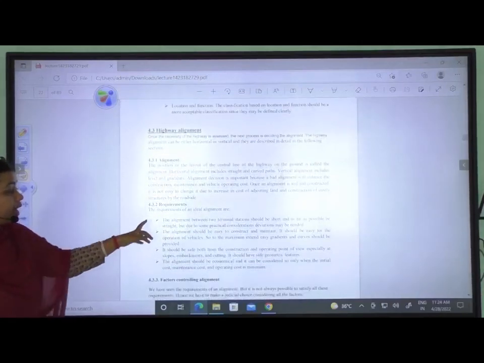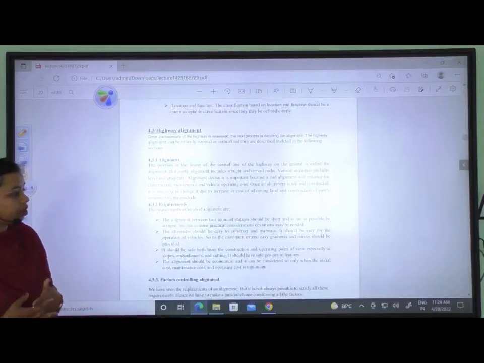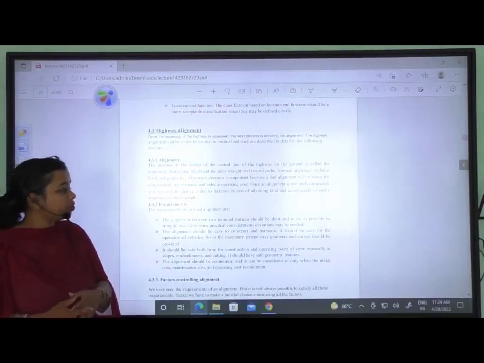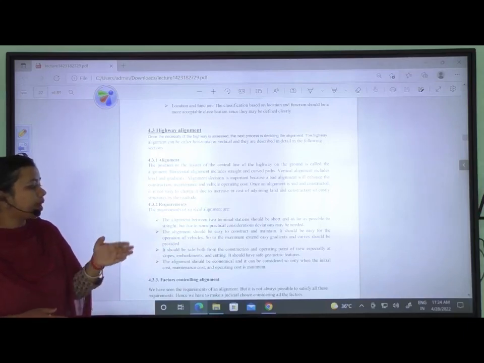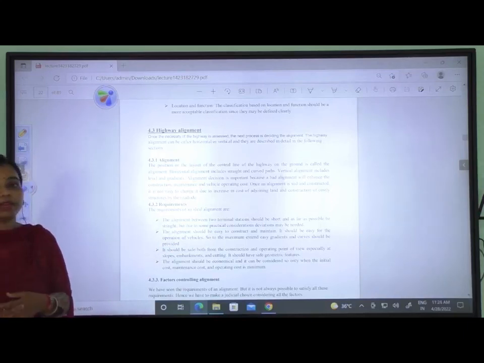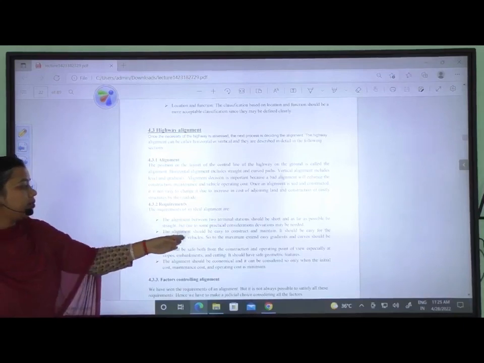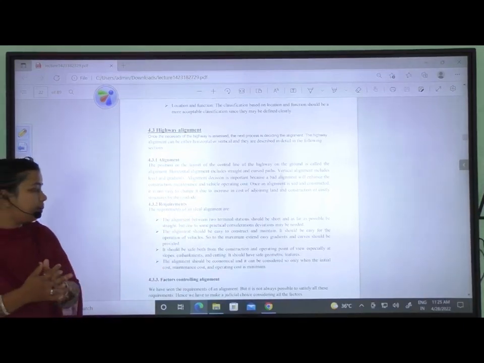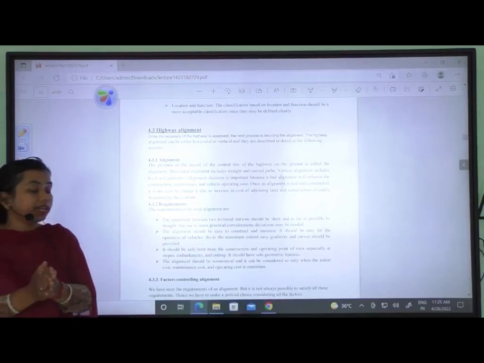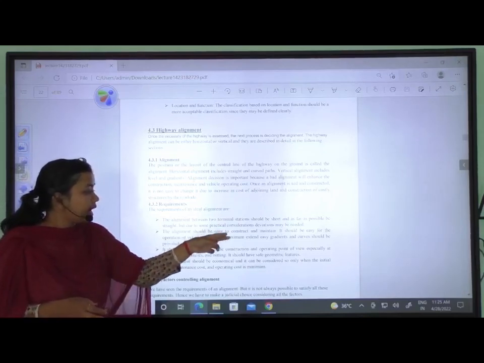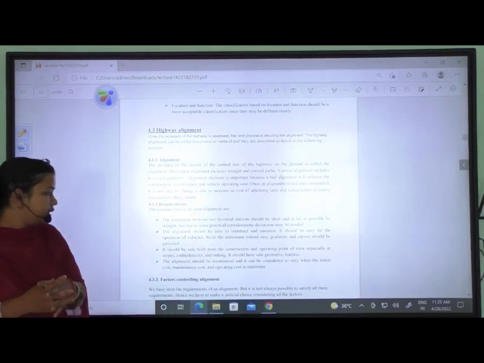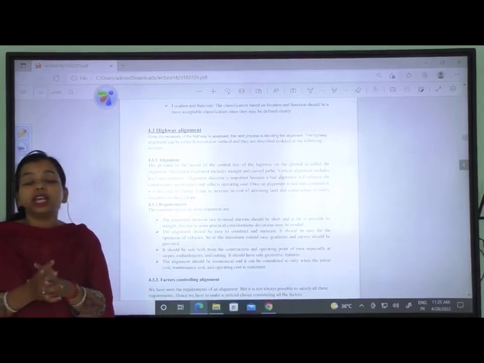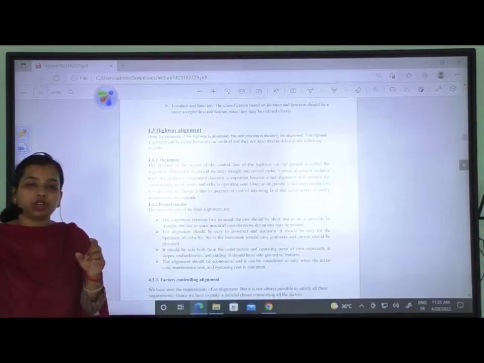Next is another criterion: the requirement of alignment. The alignment between two terminal stations should be short and, as far as possible, straight, but due to some practical considerations, deviation may be needed. The alignment should be easy to construct and maintain. It should be easy for the operation of vehicles, to the maximum extent, and gradient and curves should be provided. So first of all, we need to elaborate every portion of a highway.